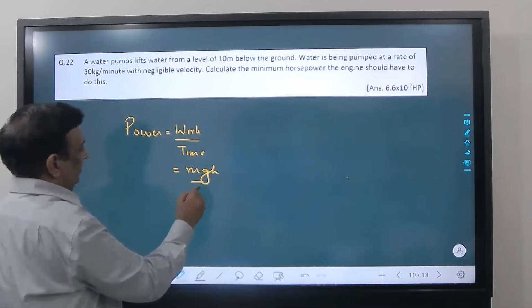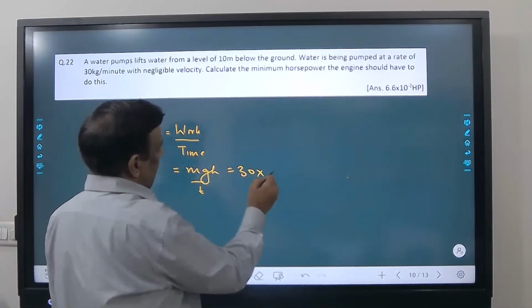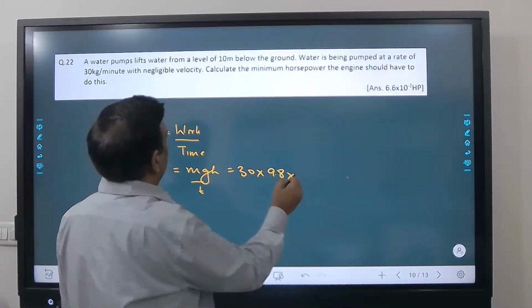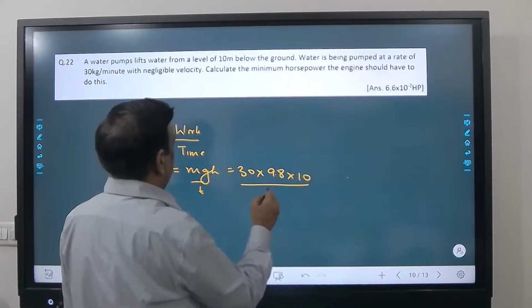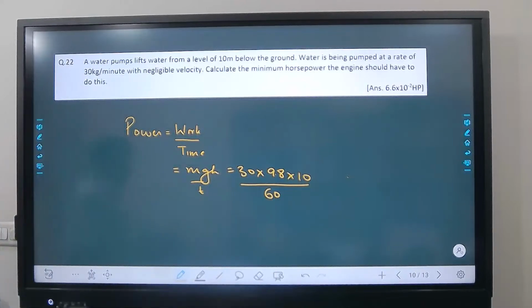So mgh upon t. Mass हमें दिया 30 kg. g is 9.8. h is 10 meter. And time is per minute, so 60 seconds. So you can solve this. अगर हम इसको solve करेंगे values को, तो this comes out to be 30 into 9.8 into 10 divided by 60. So 49 watt.